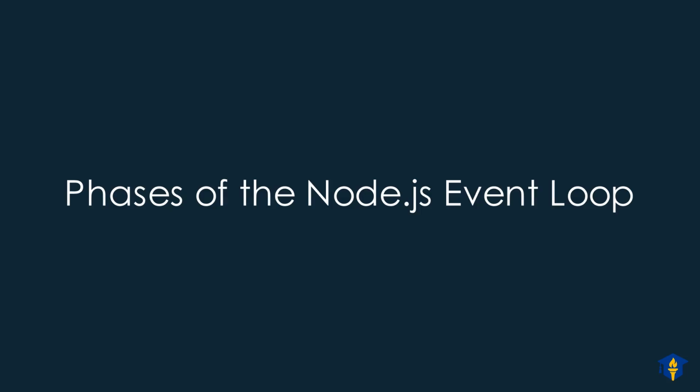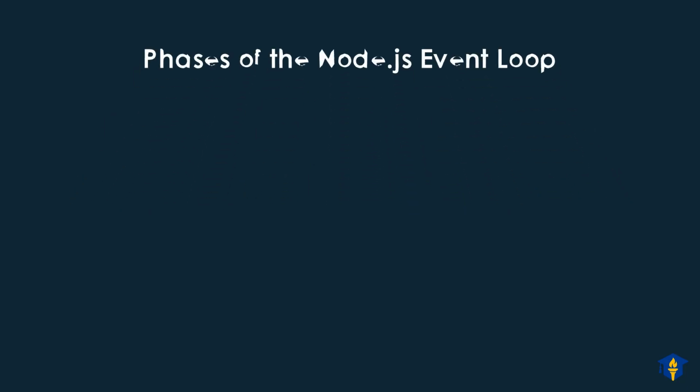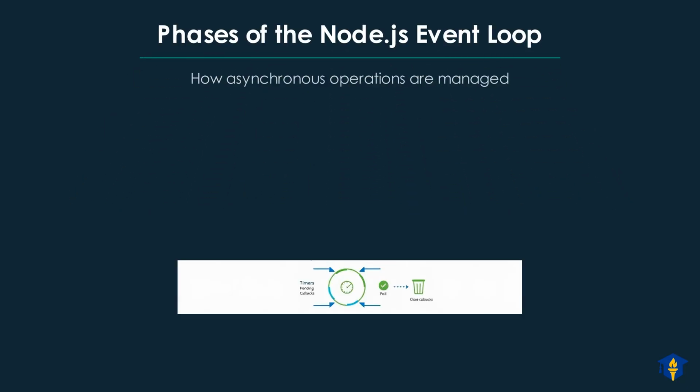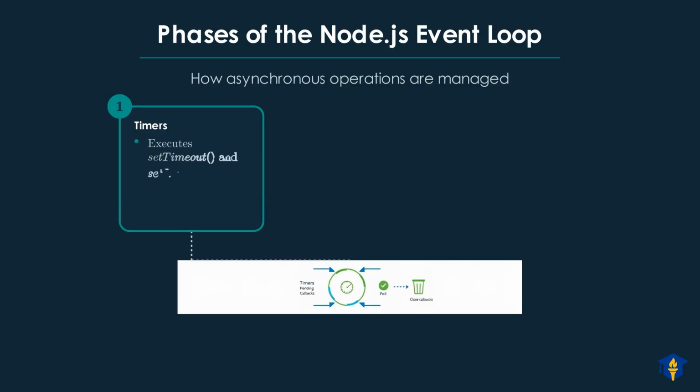Let's delve into the different phases of the Node.js event loop, a crucial concept for understanding its behavior. This will show us precisely how Node.js efficiently manages its asynchronous operations and callbacks. The first phase is called timers, which handles operations scheduled to run after a specific delay. Here, Node.js executes callbacks for setTimeout and setInterval functions, managing time-based tasks. Essentially, this phase is responsible for processing all time-based operations within the event loop.